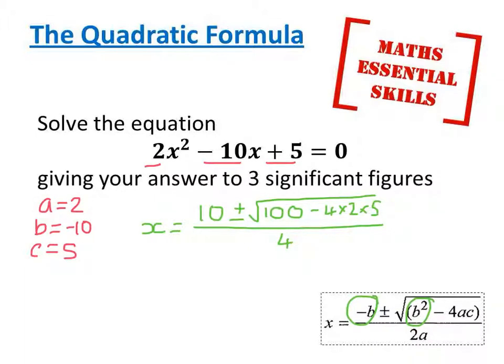Notice how the whole top part of the question is over 4, not just the bit under the square root. And notice how the only things I've worked out so far are the negative B and the B squared. Note that this will always be a positive value. Put that into your calculator, once with a negative and once with a positive. So at this point, put it in once with a positive sign here and once with a negative sign here. You'll get two answers.